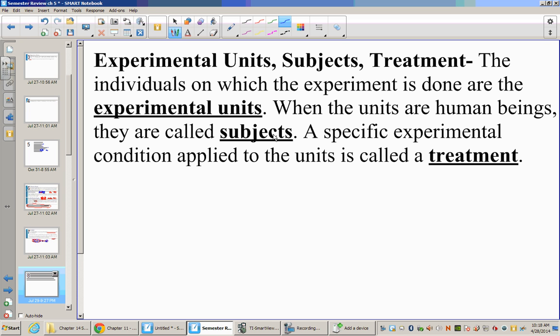So if you're doing, say, plants, this would be an experimental unit. But if now you're doing your experiment on people, that's when they become subjects. And that thing that you're doing to them is the treatment.